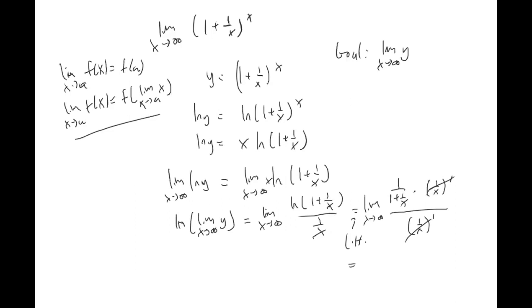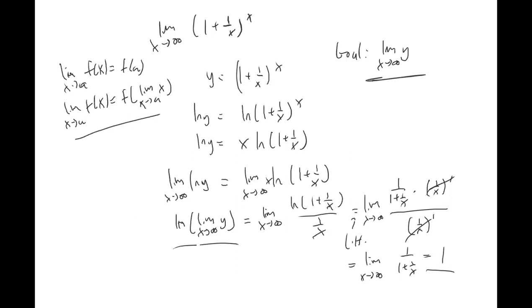So all you're left with is, well, from here, this is 0, right? Do you agree? Because 1 over x, 1 over infinity is 0. So 1 over 1 plus 0 is 1 over 1. So it's 1.